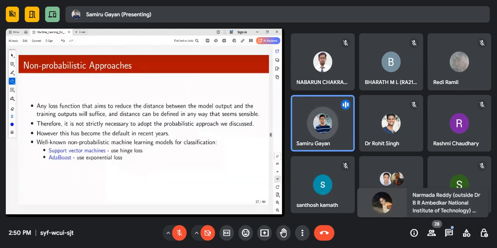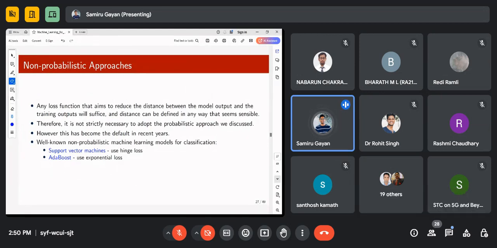There are non-probabilistic approaches also, like support vector machines and AdaBoost, because what we discussed was based on probability. We tried to apply a probability distribution function and estimate something, and through that model the parameters. But SVM and AdaBoost are non-probabilistic methods.